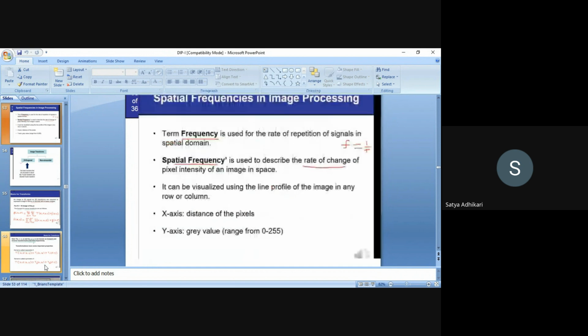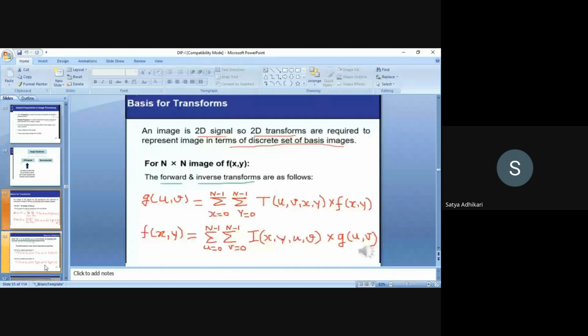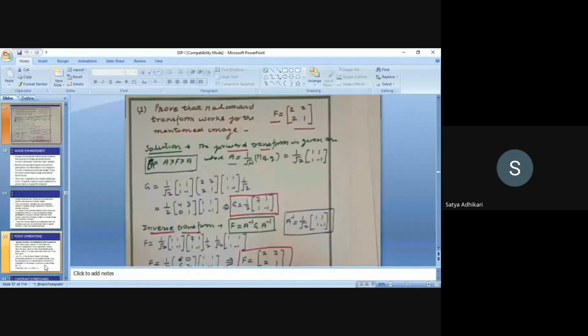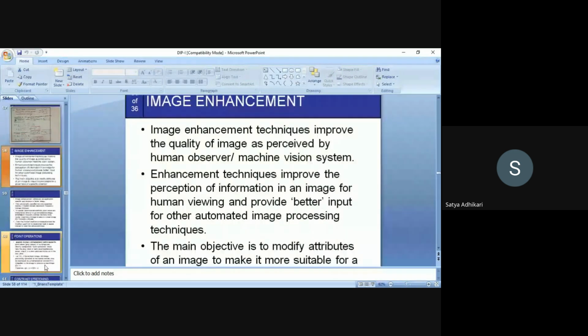So we have already discussed the orthogonal and non-symmetrical, and this is a forward and inverse transformation. We have two functions, one is forward and another is inverse. What does the forward transformation do? It converts one form to another form, one domain to another domain, and after that we have to apply its inverse to get its original form. I think I already discussed this example in the last class.